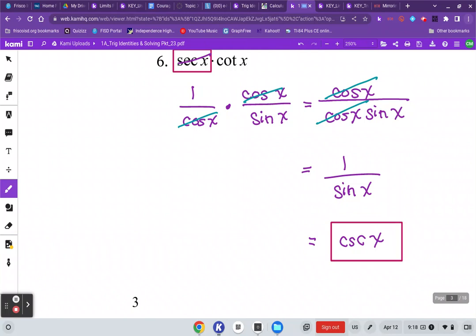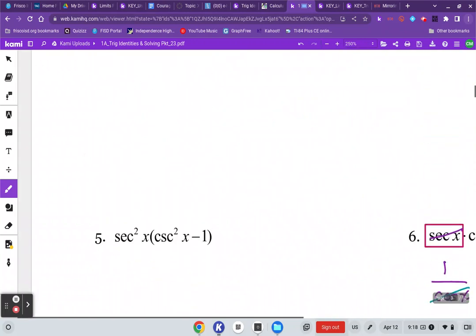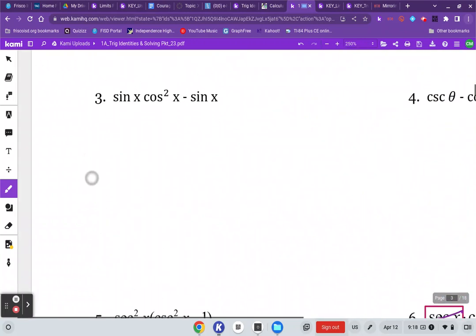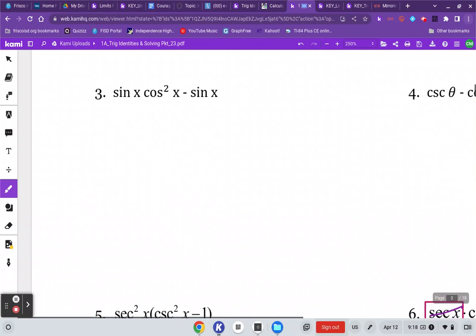Most of the time when we are simplifying, we're going to get it so that it's eventually in just one trig function, just one of our trig terms. Not always, but most of the time when we're simplifying. Okay, let's go up and take a look at number 3 on this page. Number 3 on this page.